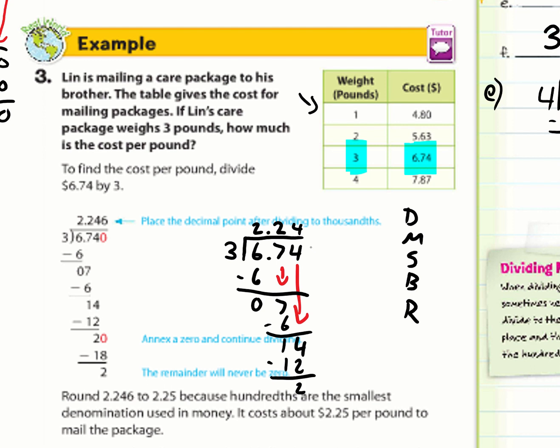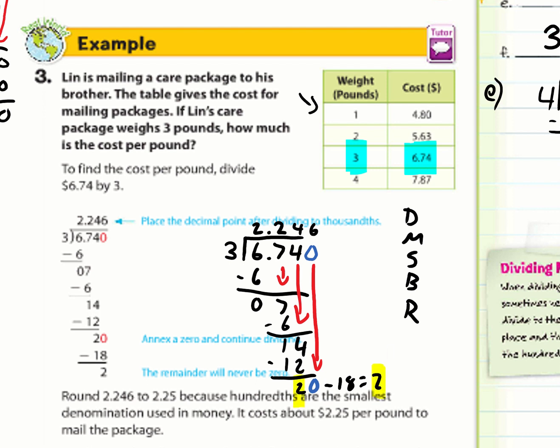We're going to annex a 0 here. Bring down the 0. 20. 3 goes into 20 6 times. So 6 times 3 is 18. And we got 2 again. I'm going to write it down over here. So 20 minus 18 equals 2. Now, in this case, we actually got 2 twice. So this equaled 2, this equaled 2.